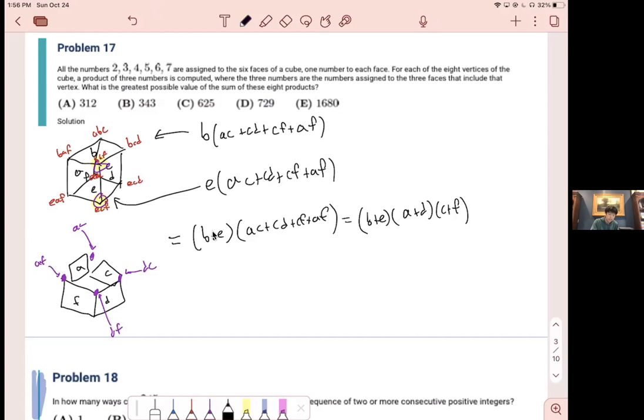And so actually the total sum of the values of these 8 products is B plus E times A plus D times C plus F.